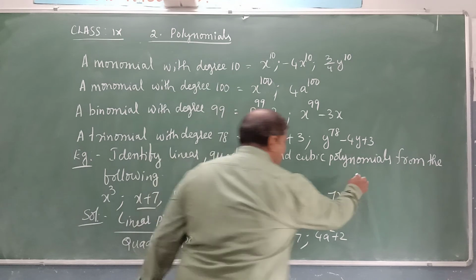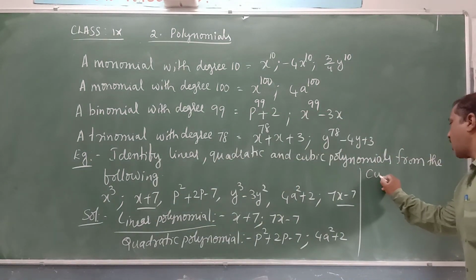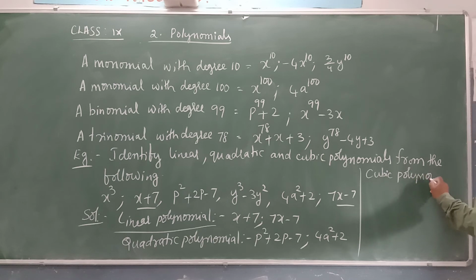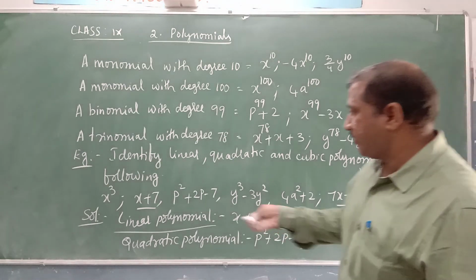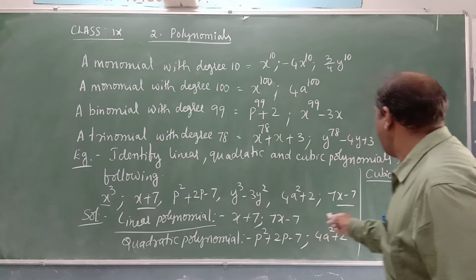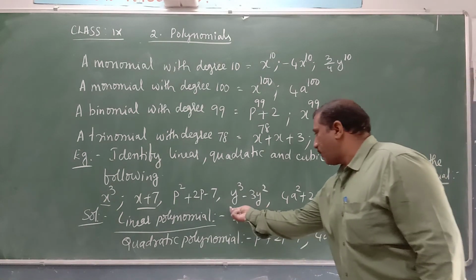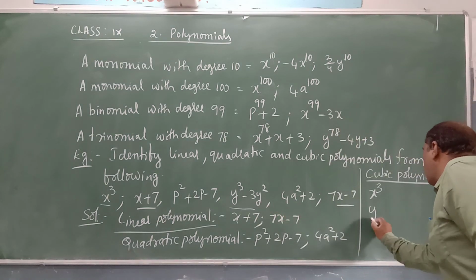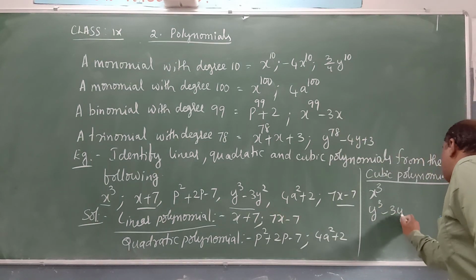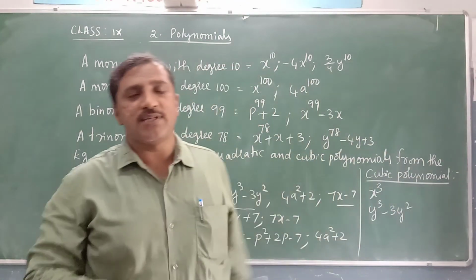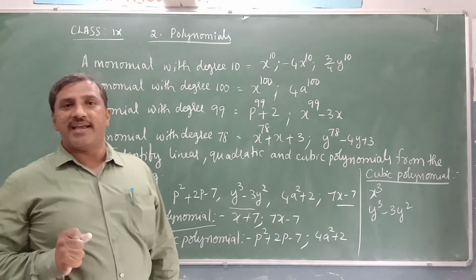Next, identify the cubic polynomials. What are the cubic polynomials here? Cubic polynomials means power 3, that is, degree 3. The first one is x cube. The second cubic polynomial is y cube minus 3y square. Like this we will identify the different types of polynomials from a set of polynomials.